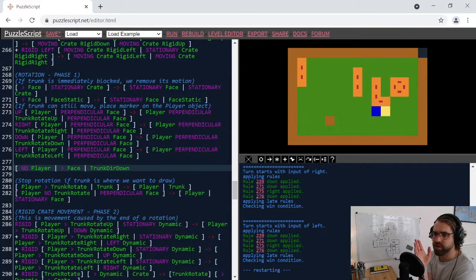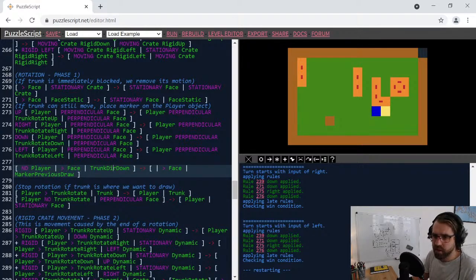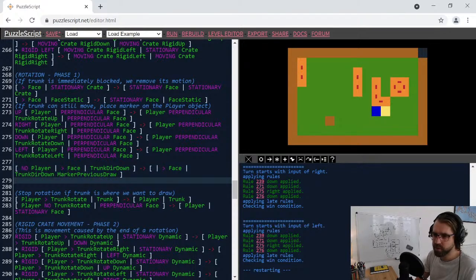There's only 3 cases. So if I do no player face, marker previous draw, only if there, oh, I want to put that down, if there was a trunk down. So face, keep the trunk down. I'm adding a marker previous draw to this space.